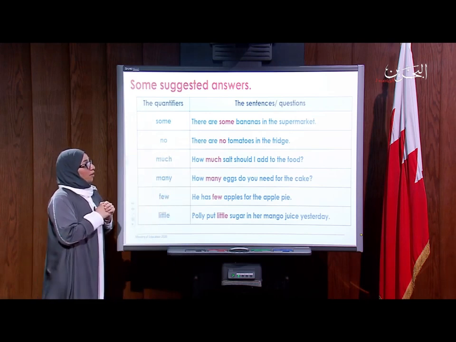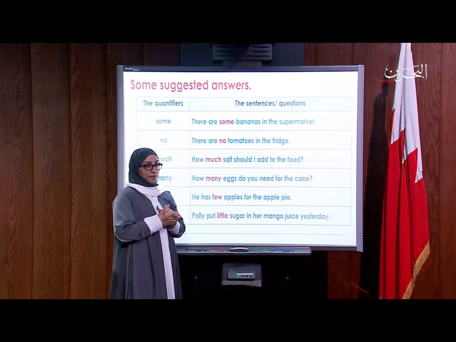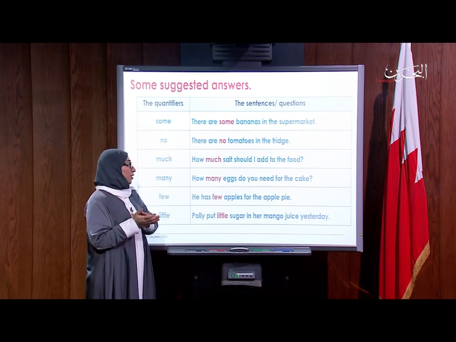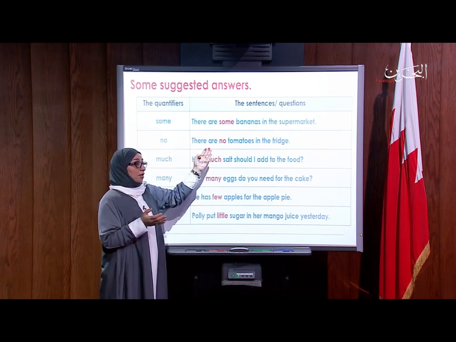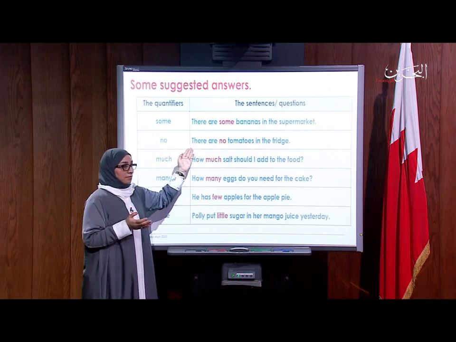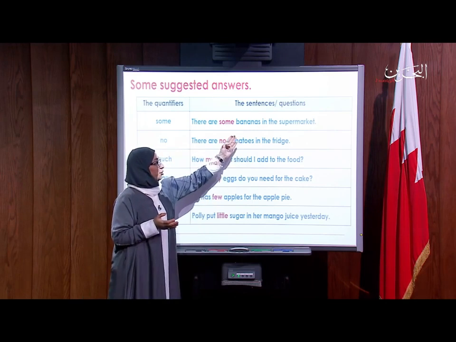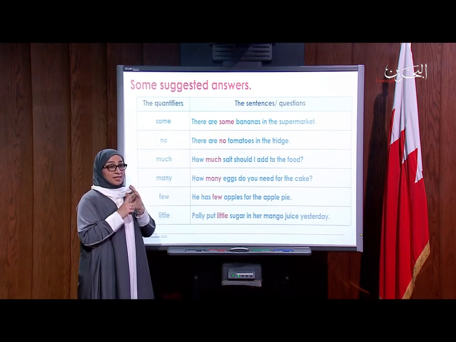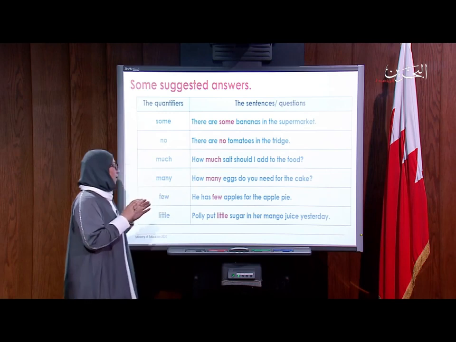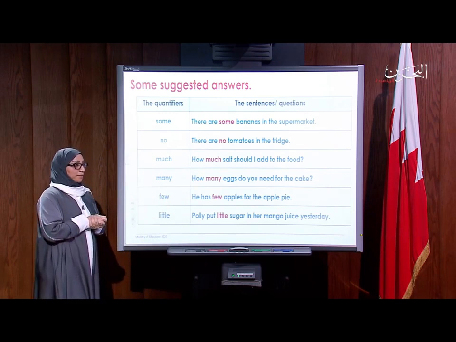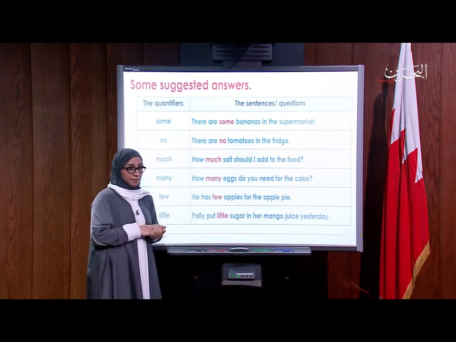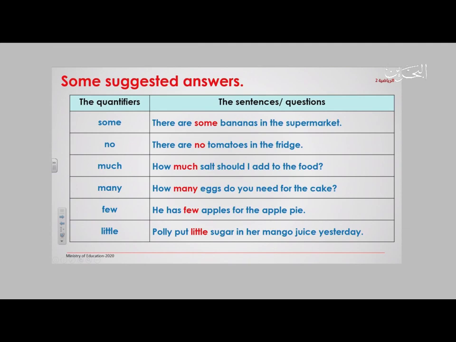No, there are no tomatoes in the fridge. No, I can use with both countable or uncountable. But if I want to use it with uncountable, what do I have to change here? For example, if I want to use here sugar, yes, I have to change R to S as it is uncountable. I cannot count. Much. How much salt should I add to the food? Can I use with salt many? No, much only with uncountable.